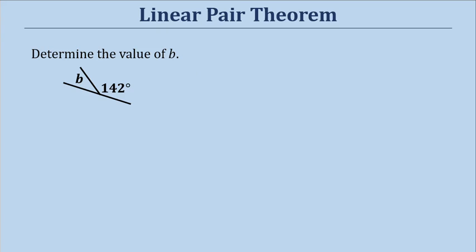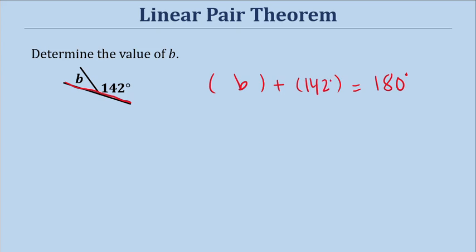For the second example, we have the same situation. We have two angles that are connected to each other and they form a straight line. And because they're a linear pair, they're supplementary, meaning the first angle plus the second angle equals 180 degrees. So B plus 142 degrees equals 180.